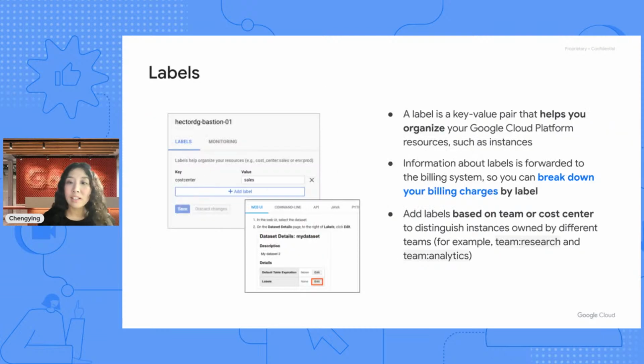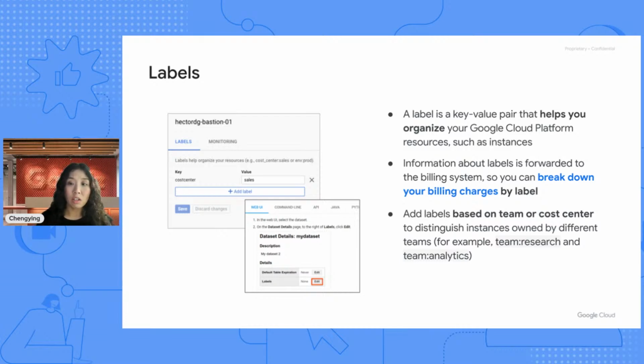Next, let's cover some final topics that everyone should know when it comes to cloud billing reports, which is labels. There are two kinds of labels that you can apply, attached to a project or to the resource level. A label itself is a key-value pair that helps you organize your Google Cloud Platform resources, such as your VM instance, that's very common. You can attach a label to each resource and then filter the resource based on their labels.